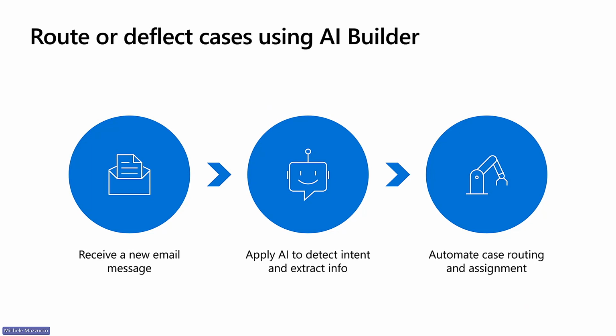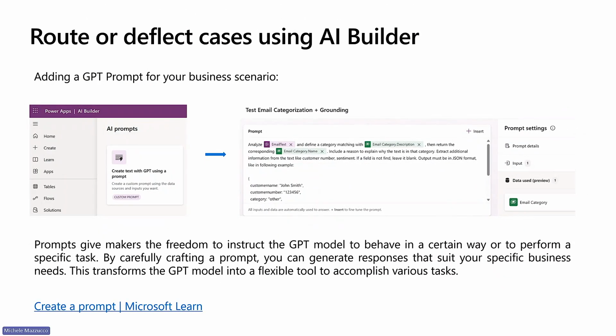Wouldn't it be amazing if we could use AI capabilities to understand the nature of a request every time a new message is received, extract the relevant information from the text, and then use these details to automate the routing and assignment process? The good news is that this is actually possible already. Let's see how. So first of all, we'd start with the definition of a custom prompt in Power Platform. By leveraging the capabilities of GPT, we can define a prompt that will accept an input text and analyze it to define a category from a list of predefined values in our Dataverse environment.